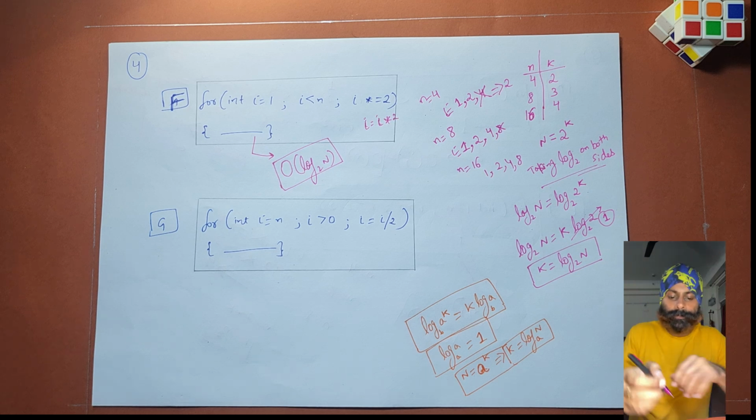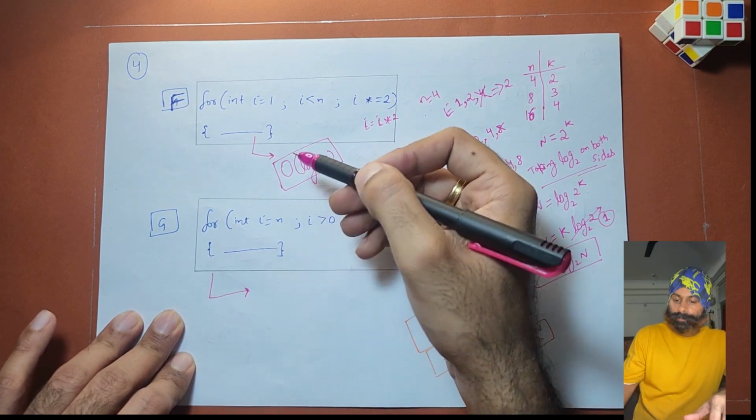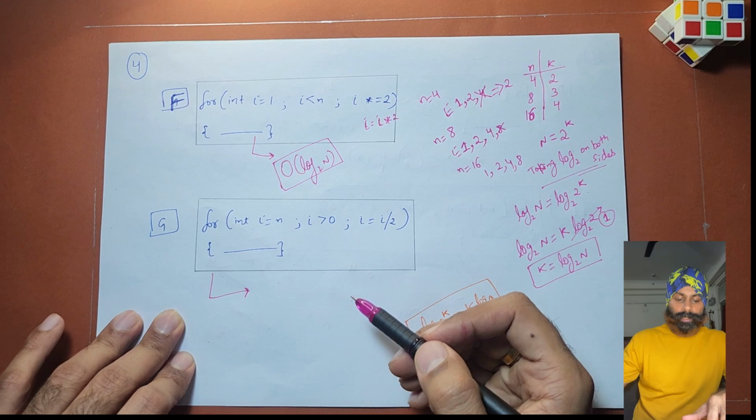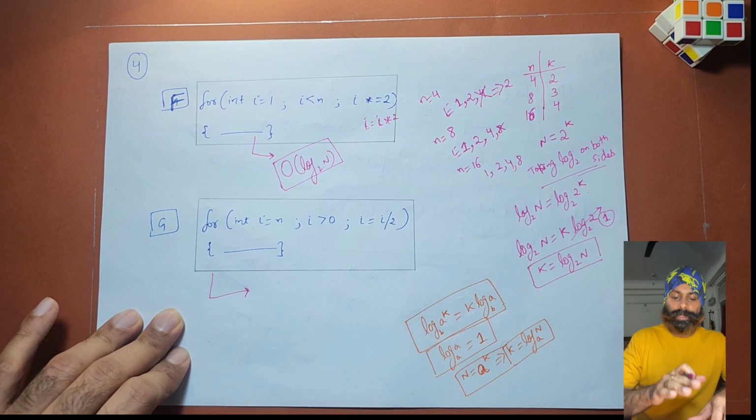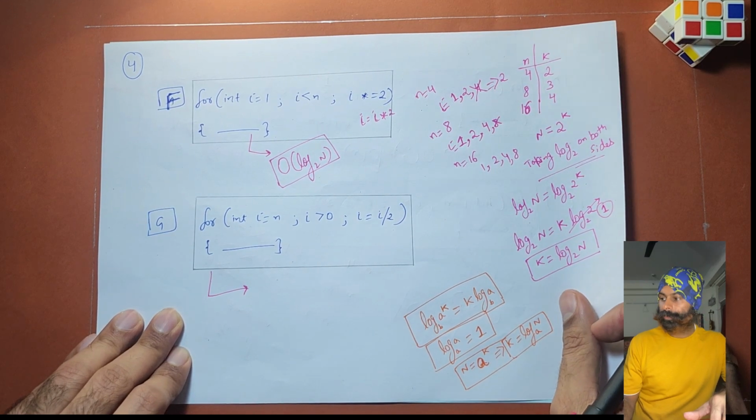Both works, right? Similarly, this one is similar to f. Okay? I am leaving this as an exercise. You should compute it yourself. The time complexity of this thing should again come out to be log n with base as 2. Okay?